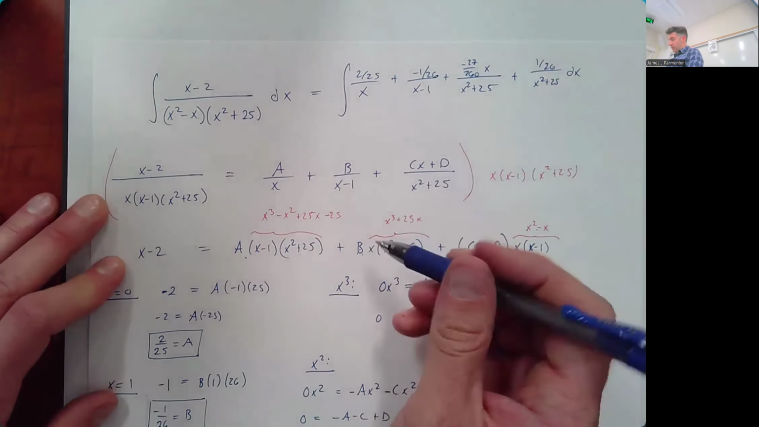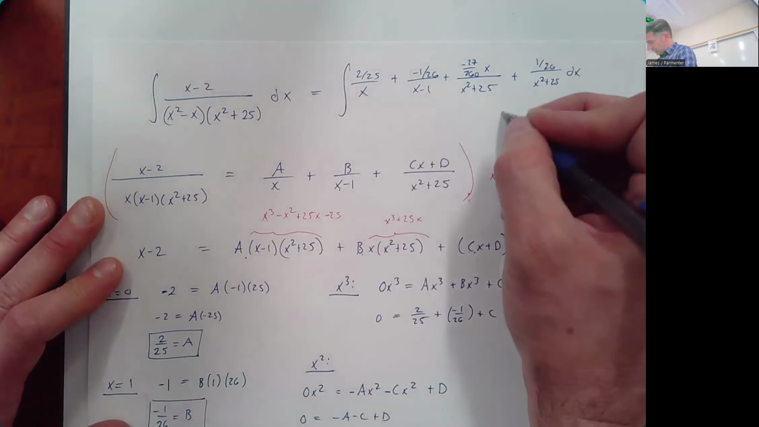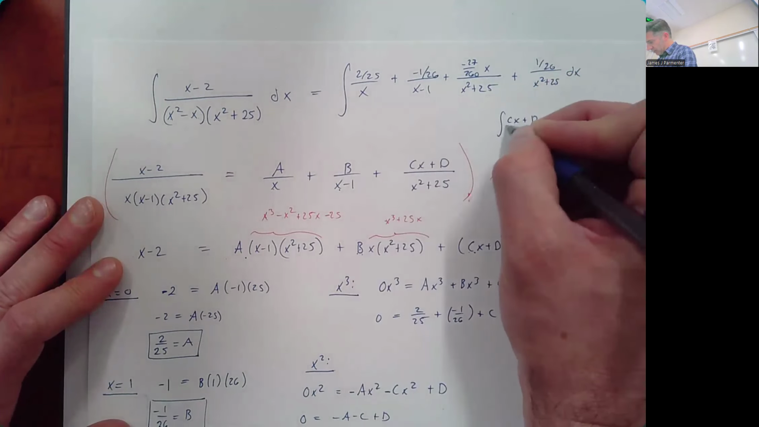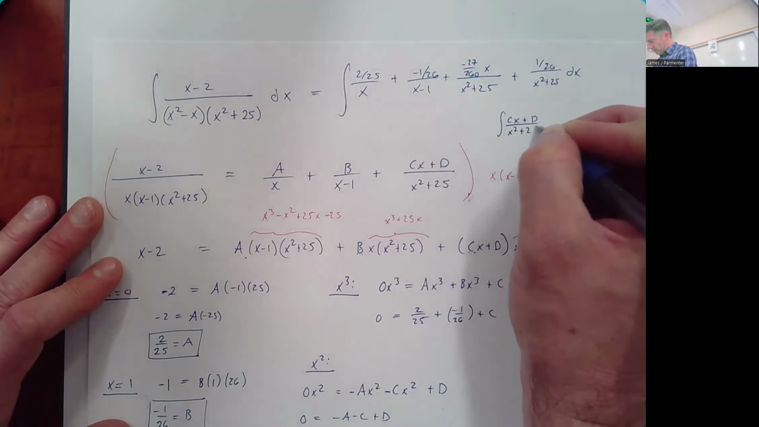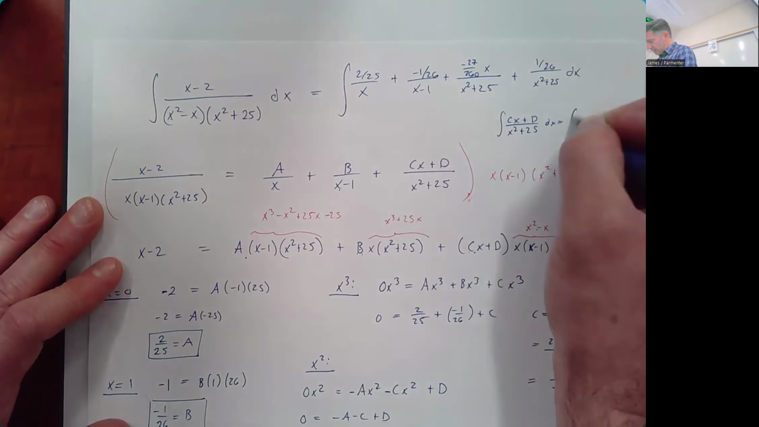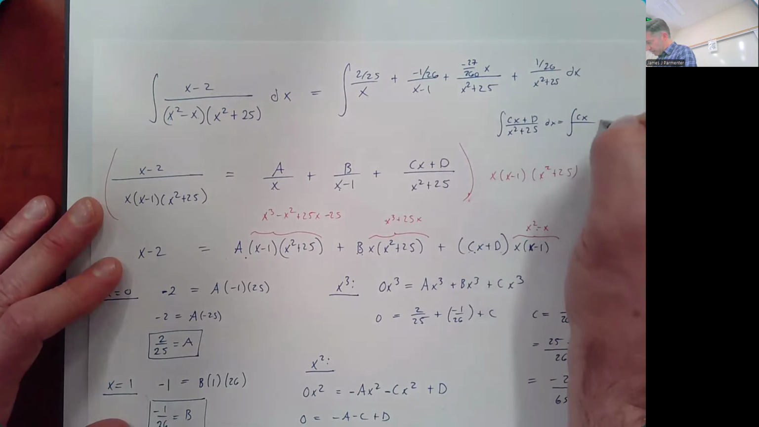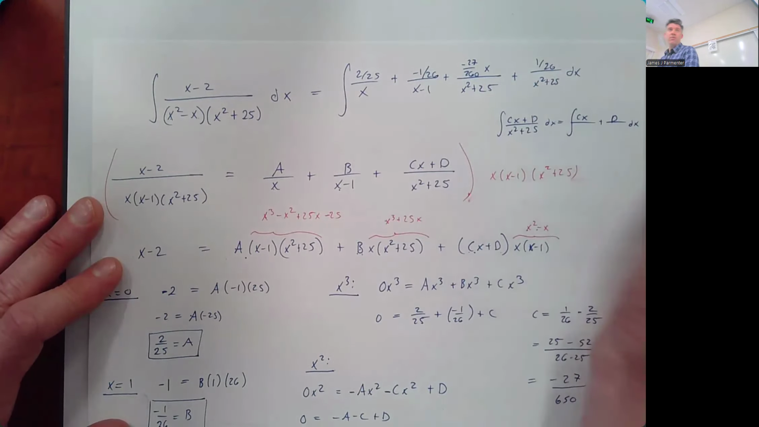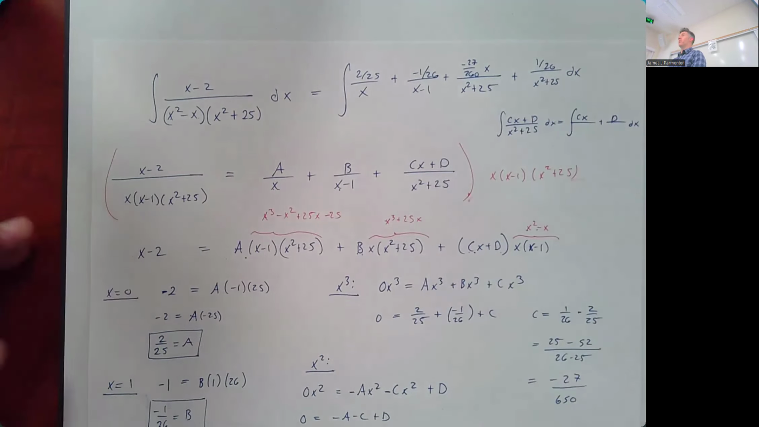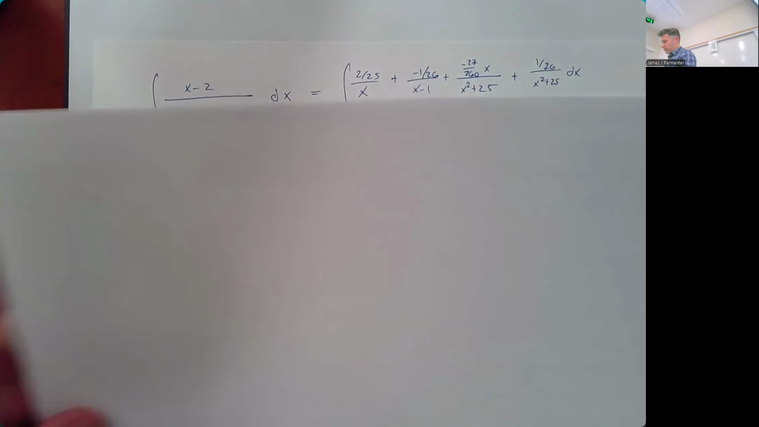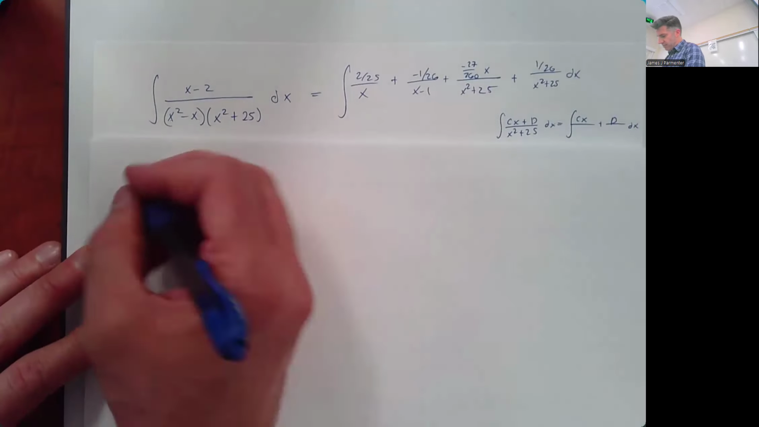Whenever you end up integrating a cx plus d over x squared plus something, we always break it up as cx over the bottom plus d over the bottom. We always do it that way. It's not that we choose, we can't do it any other way. There's no choice. So then to integrate that, we might as well finish it off.